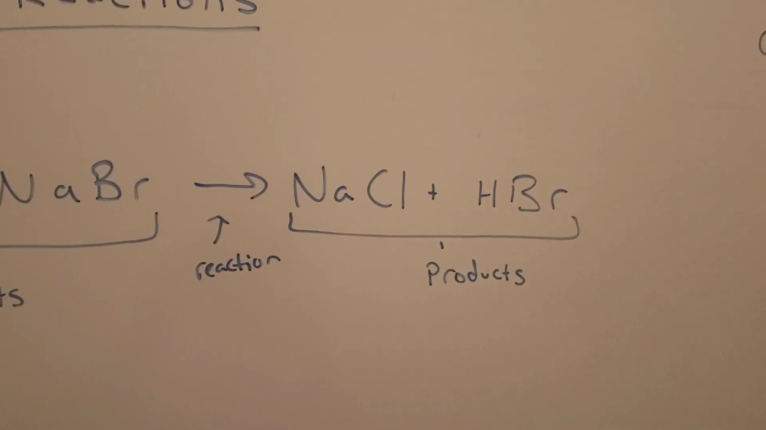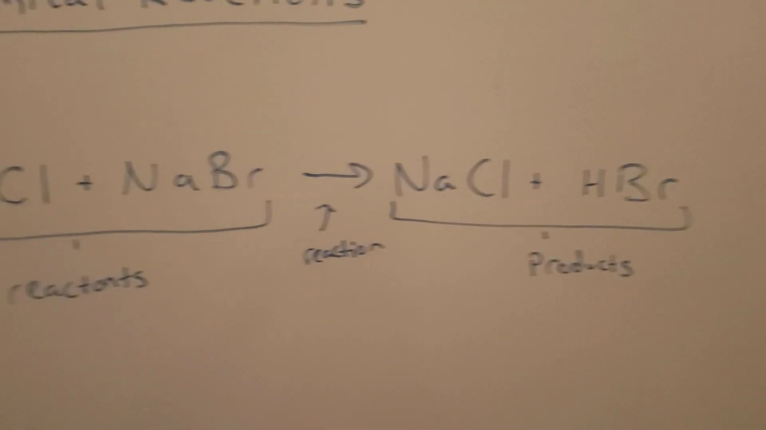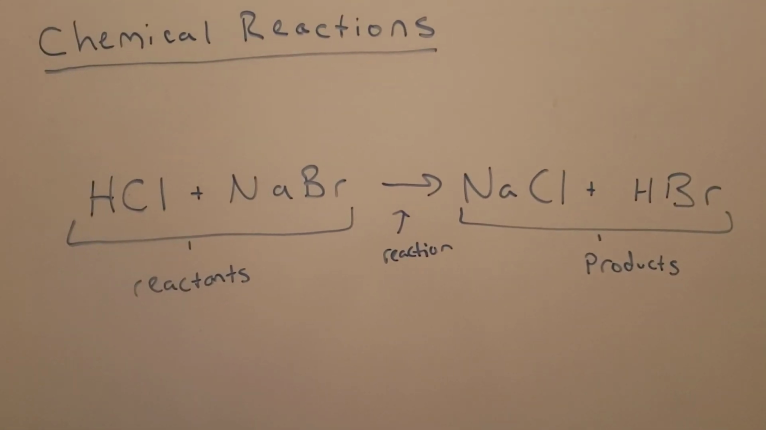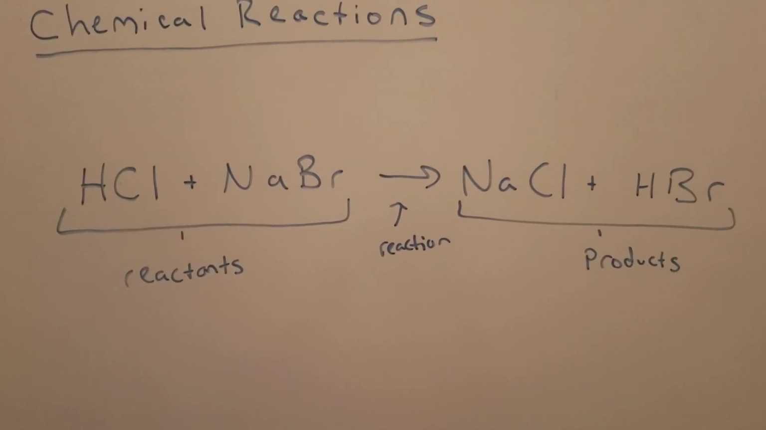So as you can see here, we've got our new products over here. They're different than our reactants because there's a chemical change. And now we've got a new chemical at the end. Okay? So that's the general idea of a chemical reaction.